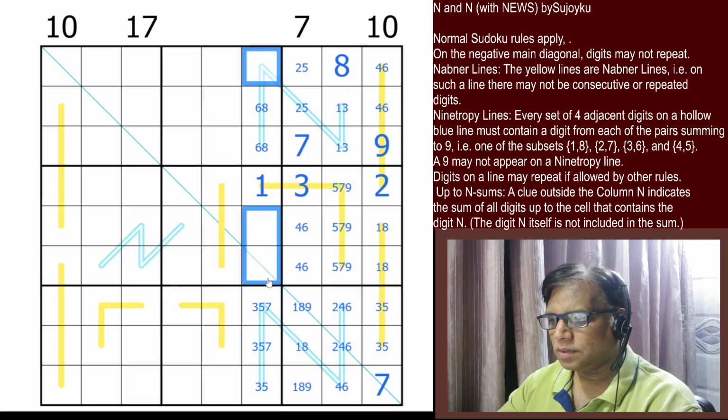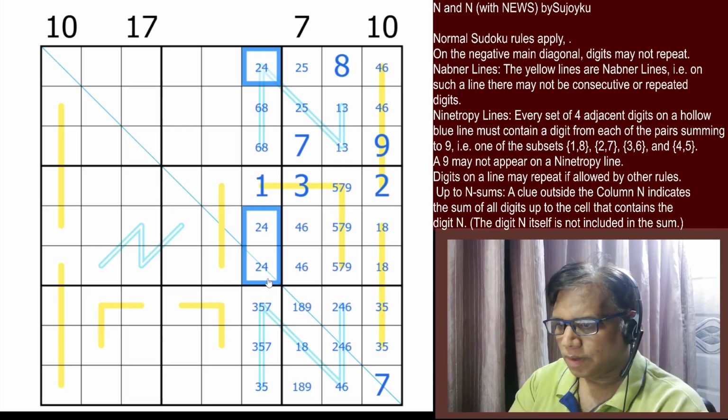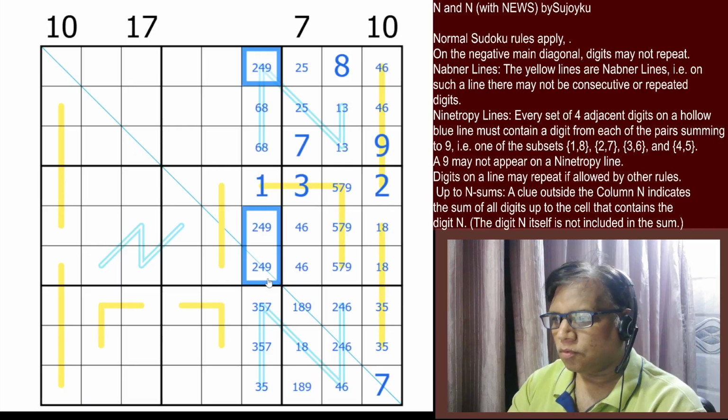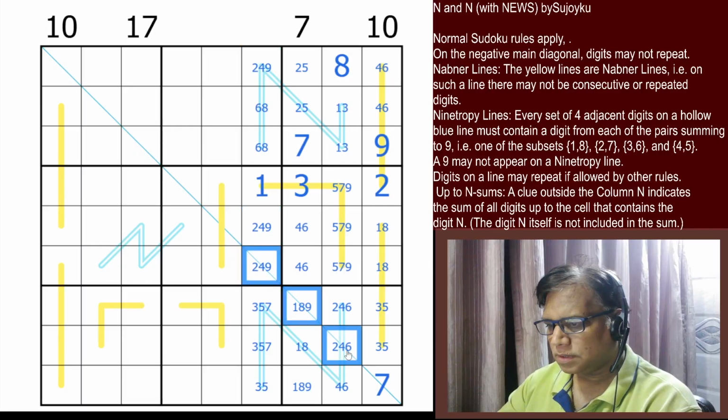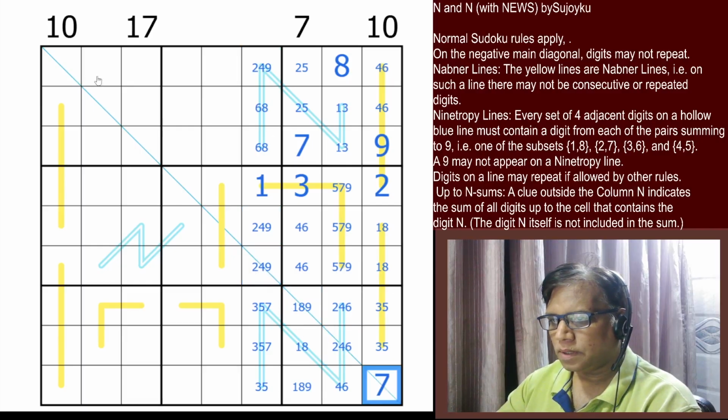We got all these 3 digits, right? Which are 1, 2 cannot be 3, could be 4, could not be 5, 6, 7, 8, 9, 2, 4, 9. Okay. Oh, this diagonal, right? Let's not forget this diagonal. 7 cannot appear here.